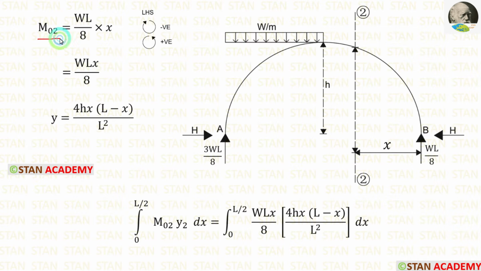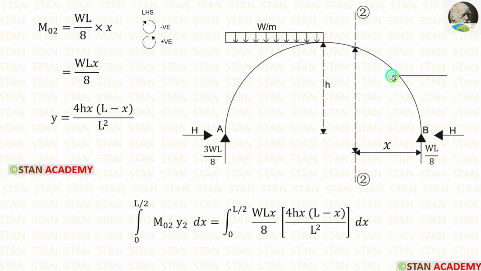Now let us calculate m02. M02 should be calculated about the second section. Up to the second section, we are having only one vertical load. We should not consider the horizontal thrust for calculating m0. So we are having only one load. We are going to calculate m0 from the point B.